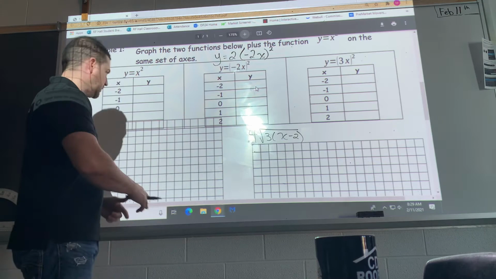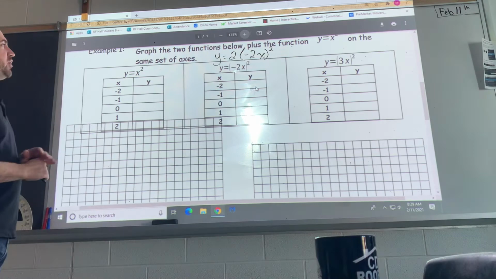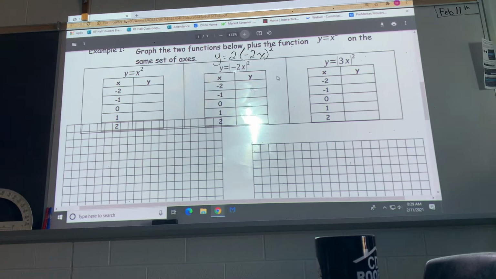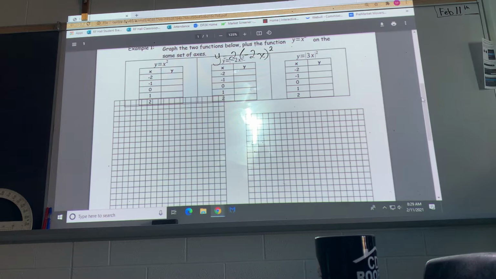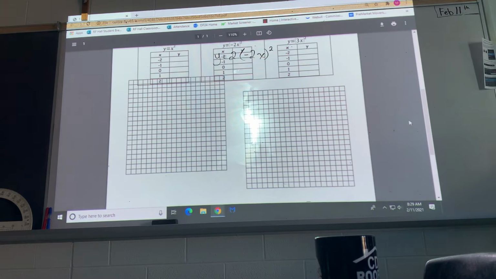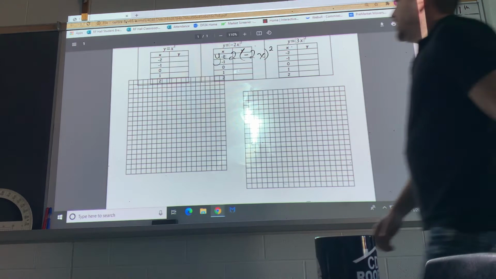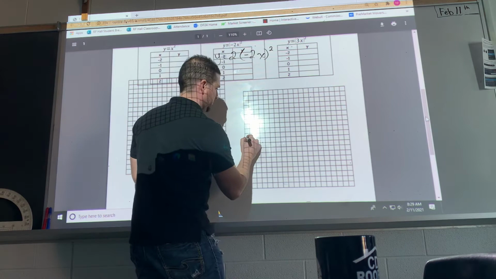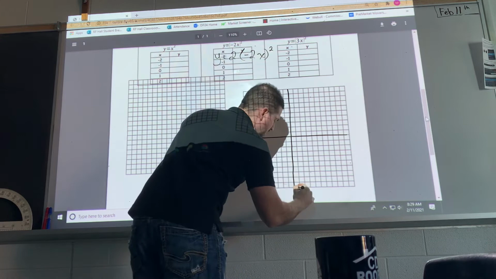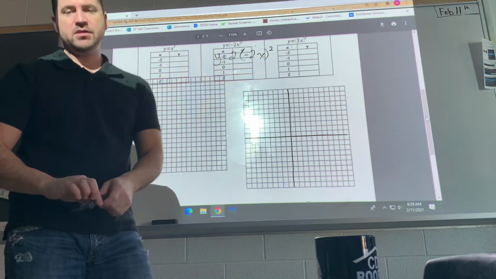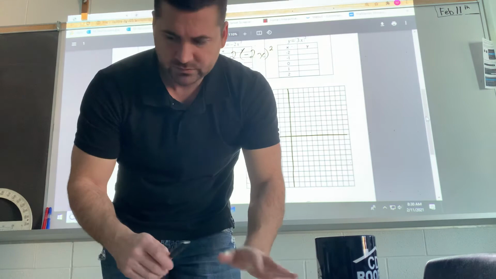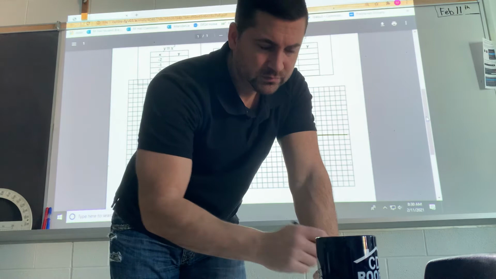Okay, so what we're going to do is graph these on the same set of axes. Let me just zoom out of these. I apologize, I don't know why this got shifted up, so I'll just use this one for now. I'm going to draw a Cartesian plane. But before I put values into the Cartesian plane, some people are coming in late. Okay, so before I do the Cartesian plane, I'm going to find the values.